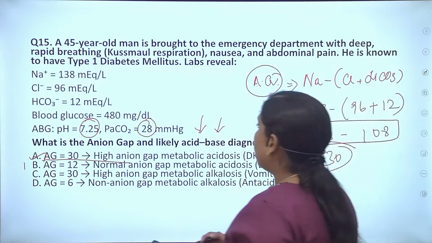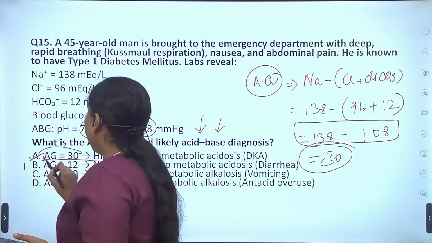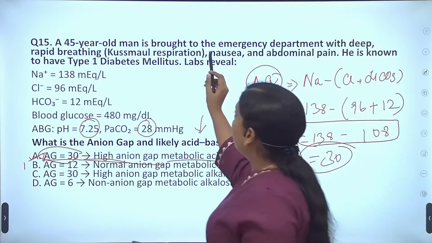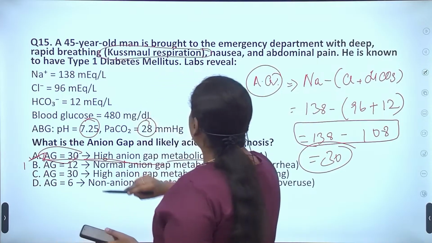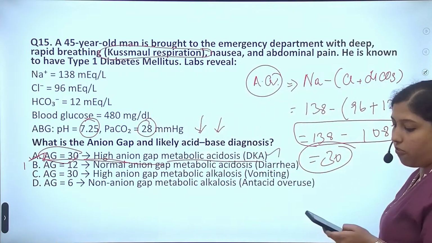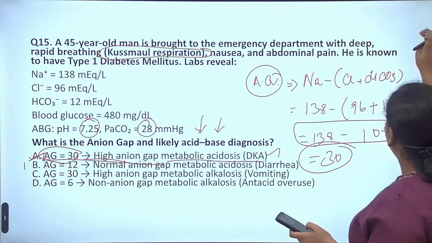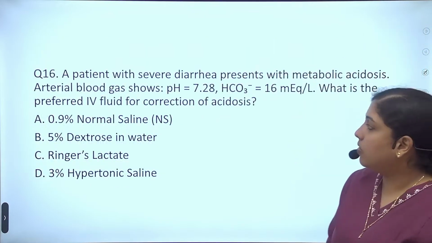So the answer is the anion gap is 30 and it is a high anion gap metabolic acidosis. We have also seen Kussmaul's respiration, which indicates the patient is a case of DKA, right? So we will go to the next question.